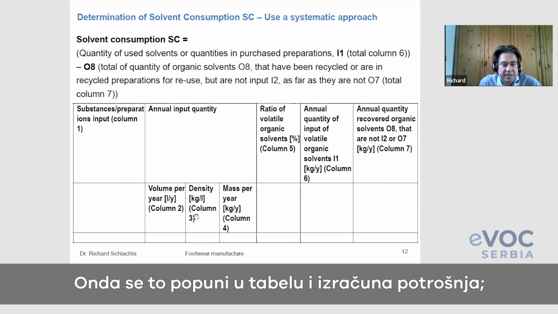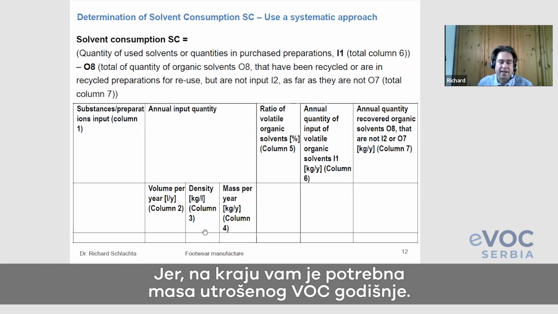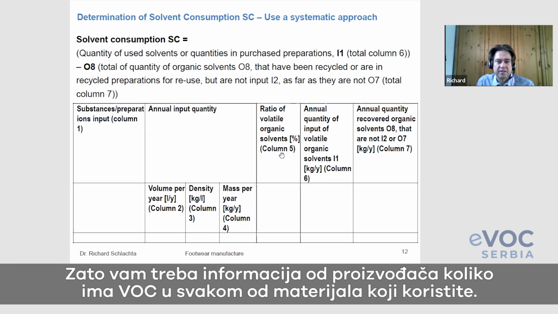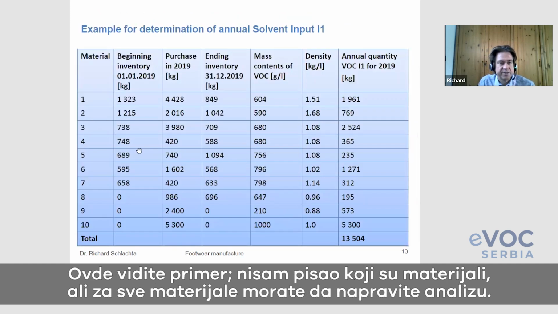That means the input. If the data is based on volume, it's no problem. You can calculate it by the density, so finally you need the mass per year. If you have the information from the supplier on the solvent percentage, how much is included, then you can calculate the VOC for each material. You see here an example.